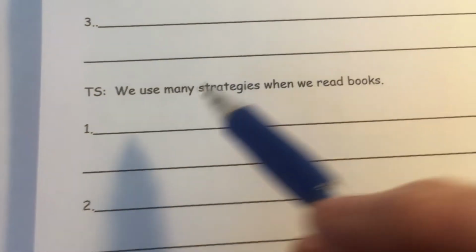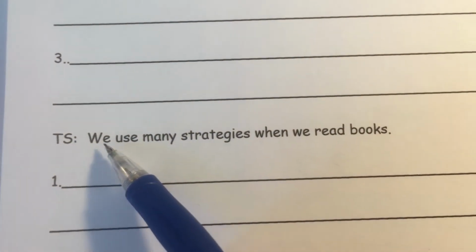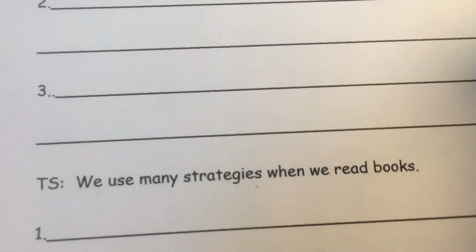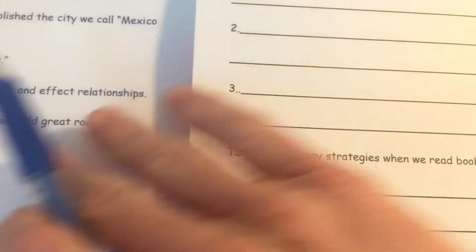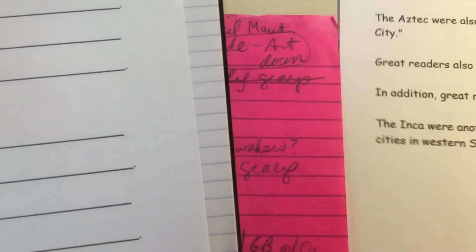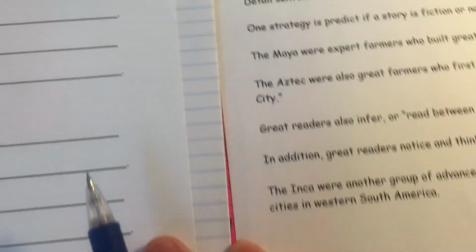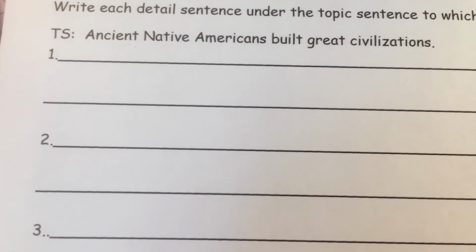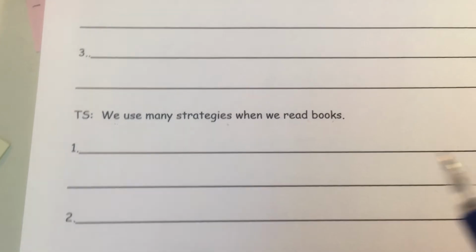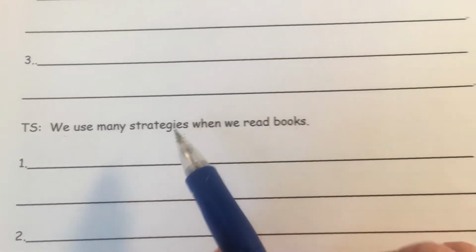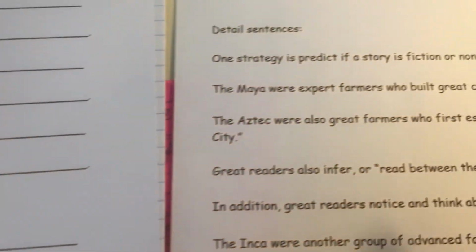The other topic sentence that I've come up with is about reading. It says, we use many strategies when we read books. Okay, we've been talking about that all year long. So let's read our detail sentences and figure out which detail sentences are about the ancient American civilizations and which detail sentences would go in the paragraph about reading strategies.